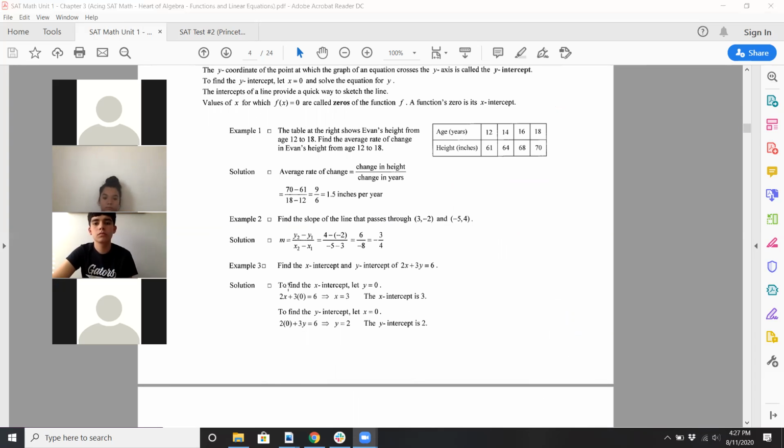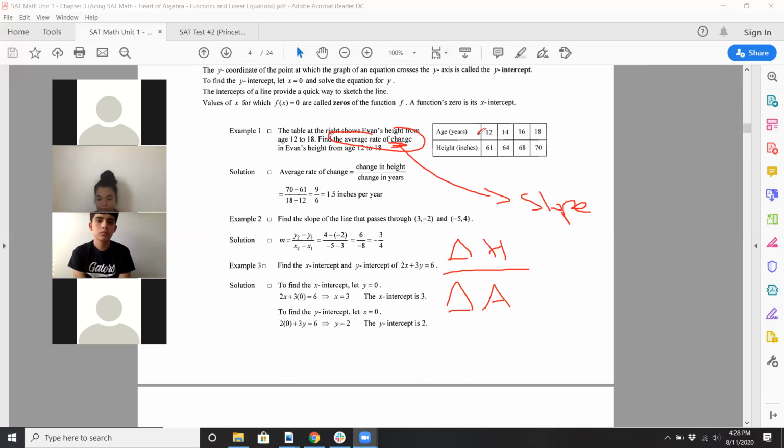So here we have a table, Evan's height from ages 12 to 18. And apparently it's kind of consistent, but not really. But you're asked to find the average rate of change from ages 12 to 18. Average rate of change is always going to be slope, because you're doing a change, right? The change in something over change in something else. So the change in height over the change in age.